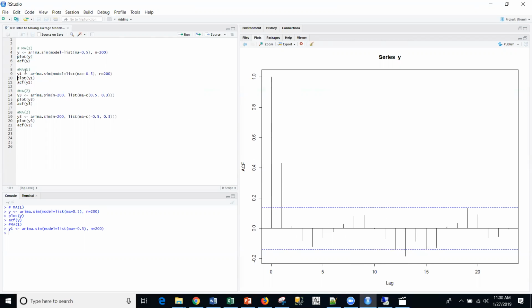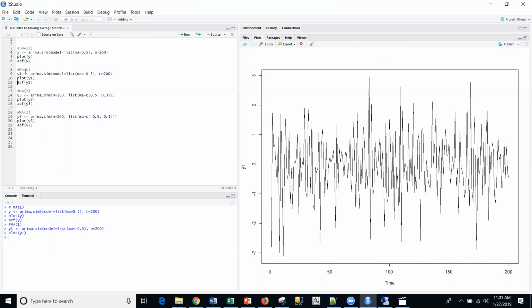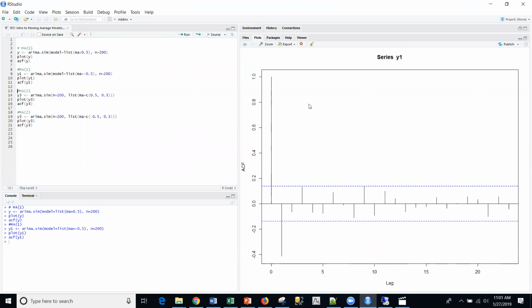So let me execute these. I'm going to execute a y1, which is theta equals negative 0.5 this time. This is the series itself. And if I look at the autocorrelation function, sure enough, period one back is highly negative correlation, which is exactly what we expect to see.